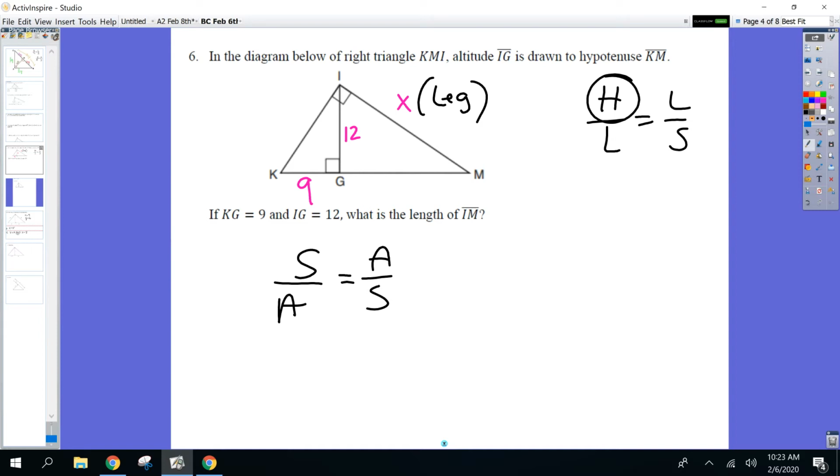What's the 12? What's one segment I already know? 9, and I could find the other one with a different variable. Whatever that comes out to be, plug it in for GM, add it to 9, and you got your hypotenuse. That's where you're going today. That is where we were going today with this, where one proportion will not be good enough today. Okay, 1 will not be good enough.